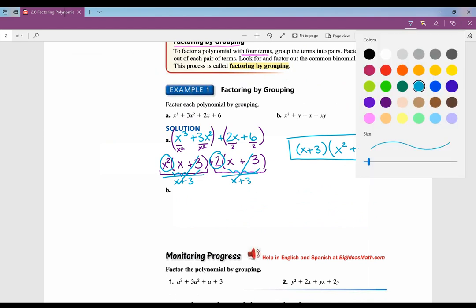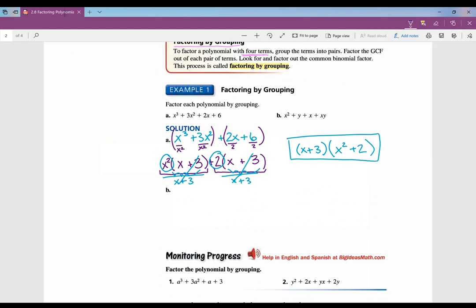Let's try another example. So for B, we have x squared plus y plus x plus xy. So with this problem, if we look at it right now, do x squared and y have anything in common? No, they don't. What about x plus xy? Well, they have an x in common, and if we divide out x, we'd have 1 plus y left. But does that look anything like this one? Not really, right? Because we have that x squared. So we actually need to reorder this so that we can factor it out.